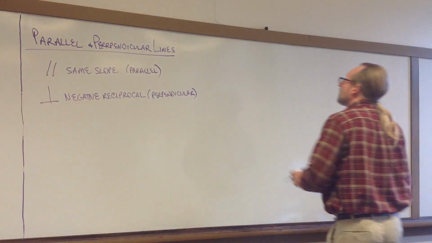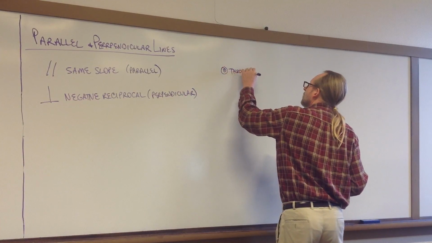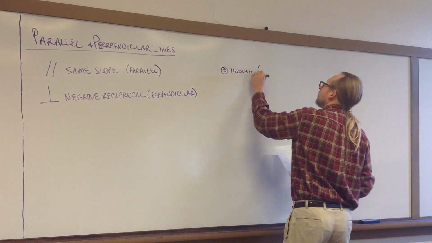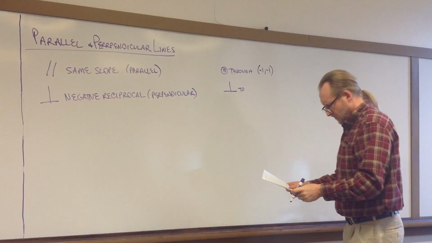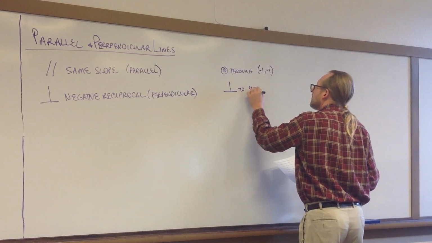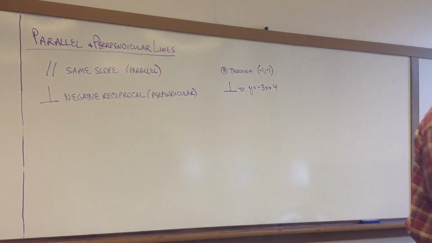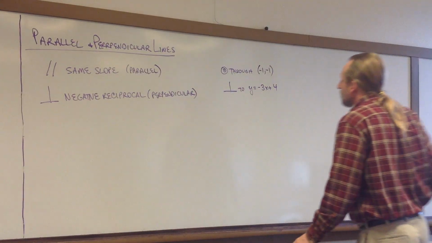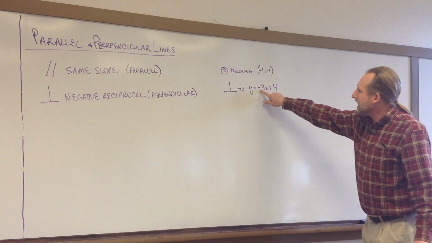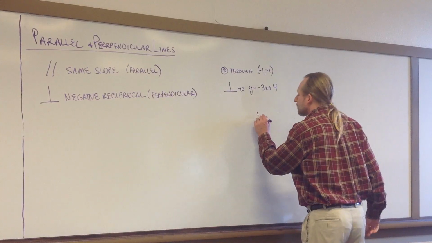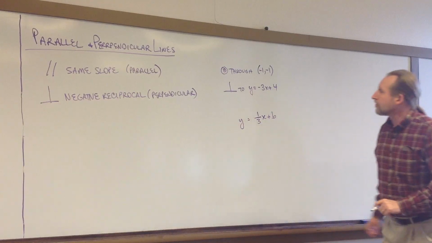Okay, problem 8, another perpendicular. So it's passing through negative 1, negative 1, and we want it perpendicular to y equals negative 3x plus 4. Okay, so again, a perpendicular line will have a slope that's a negative reciprocal. So this is negative 3/1. And so the slope of the line perpendicular to it will be positive 1/3.